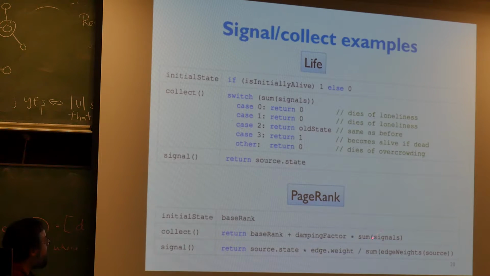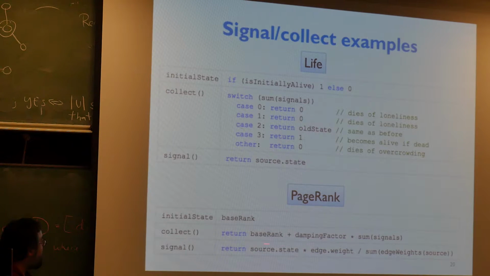When you collect, you basically sum up the signals. So that's the incoming page ranks. You multiply them by this quantity, the damping factor, which is 1 minus C, and you add it to the base rank, which would be C, right? And that's the new state. And the signal basically is the page rank.